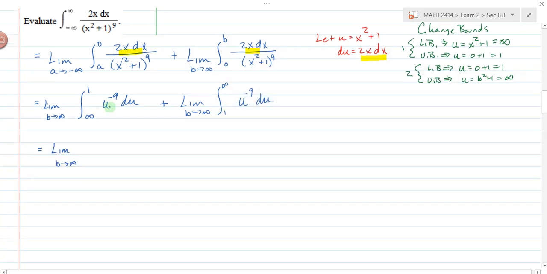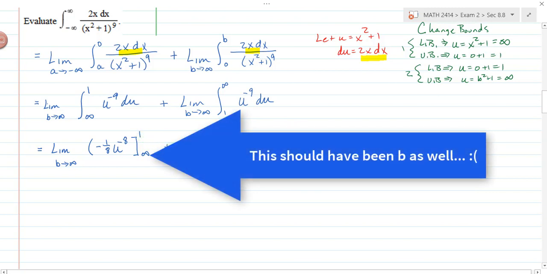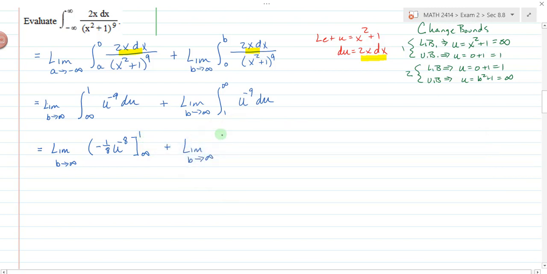When I integrate u to the negative 9, I'm going to add 1 to the exponent and then divide by the new exponent. So this becomes negative 1/8 u to the negative 8 evaluated from infinity to 1, plus the limit as b approaches infinity of negative 1/8 u to the negative 8, and this time from 1 to infinity. Are we okay with that? I'm going to rewrite my u to the negative 8. Since I have to evaluate this, I'm going to rewrite that with a positive exponent.